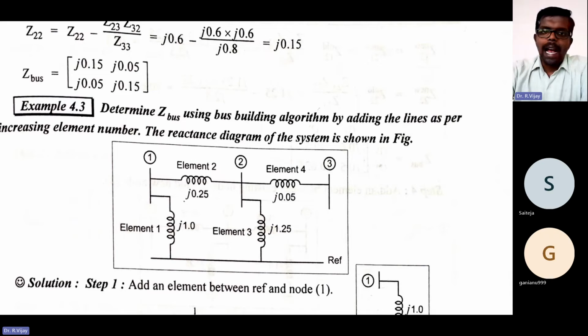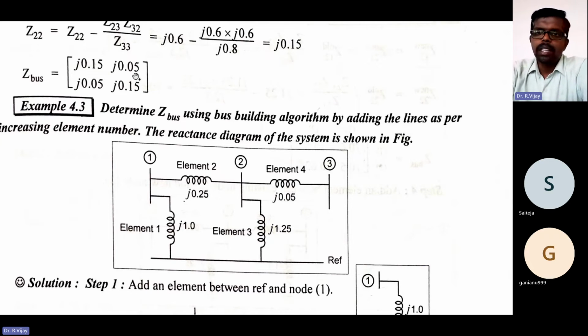But as per my knowledge and experience, I'm telling you, for saving time you can go for this shortcut method. Because if you use Kron's reduction formula, you need to substitute correctly Z22, Z23. If anything goes wrong here, the entire problem will be wrong. So better you go for this shortcut method for acquiring the answer easily, and time also will be saved.